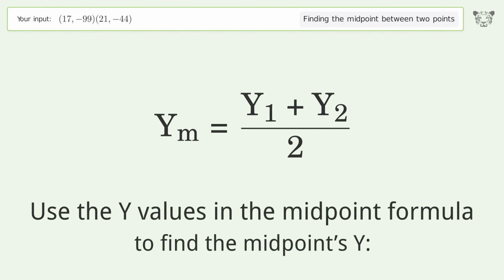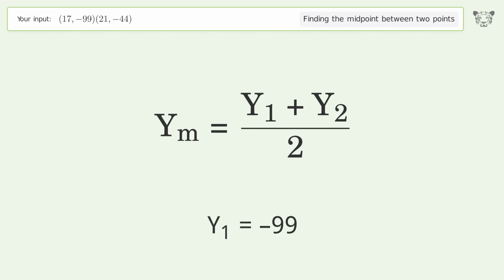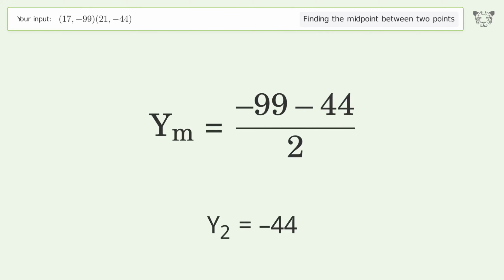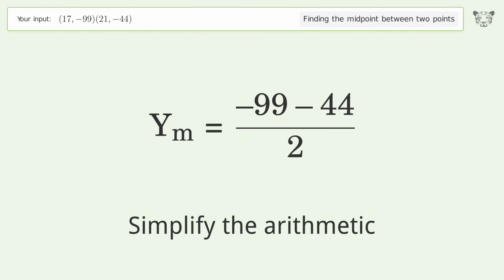Use the y values in the midpoint formula to find the midpoint's y. y1 equals negative 99. y2 equals negative 44. Simplify the arithmetic.